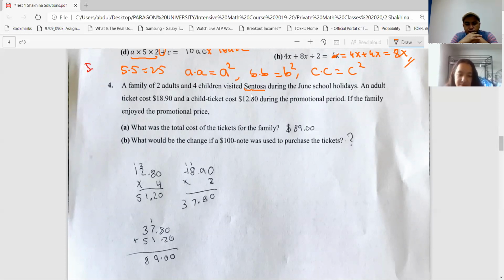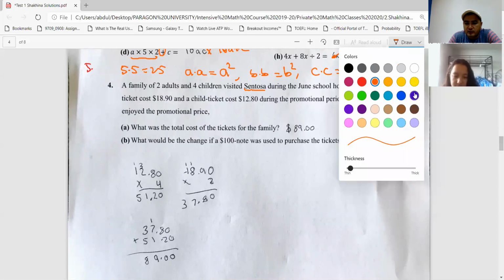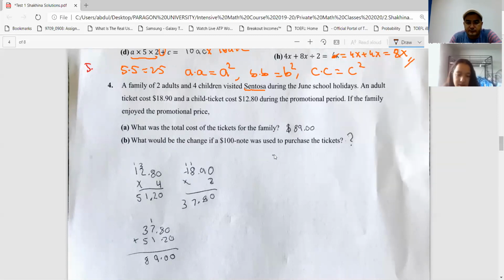Okay, read it. A family of 2 adults and 4 children visited Sentosa during the June school holiday. An adult ticket cost $18.90. A child ticket cost $12.80. During the promotional period, if the family enjoyed the promotional price, A, what is the total cost of the ticket for the family? Okay, here we have 2 adults and 4 children.